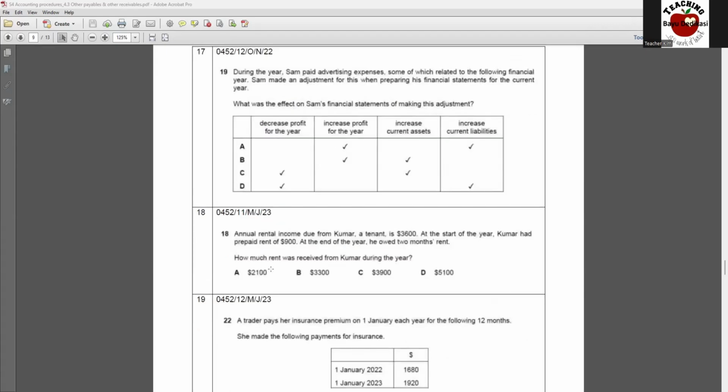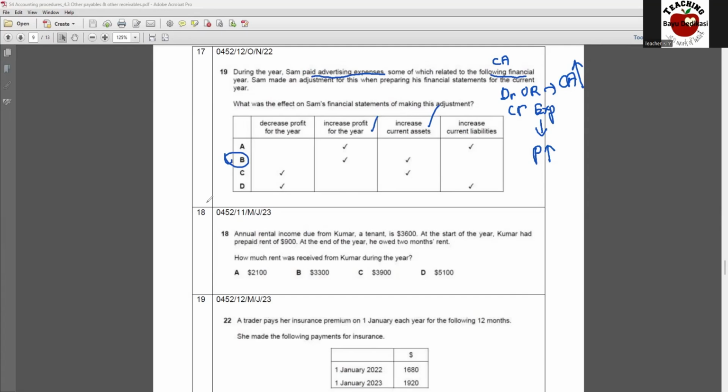Question 17. During the year, pay advertisement expenses, some related to the following year. That means this one is a current asset. So your double entry is debit other receivable, credit expenses. So when you credit expenses, expenses will reduce, then profit will increase. This one is a current asset, so current asset will increase. So now increase and then increase. So the answer should be B.